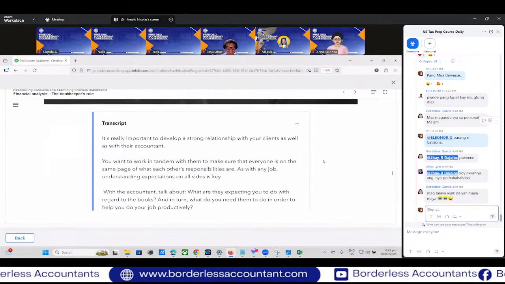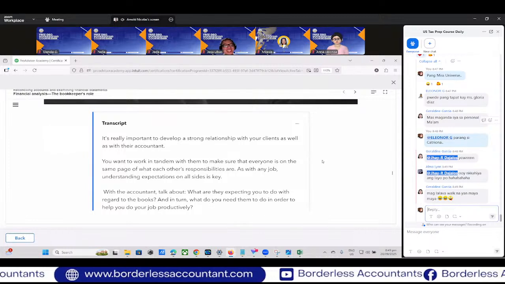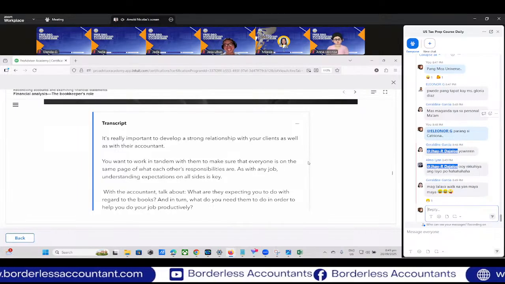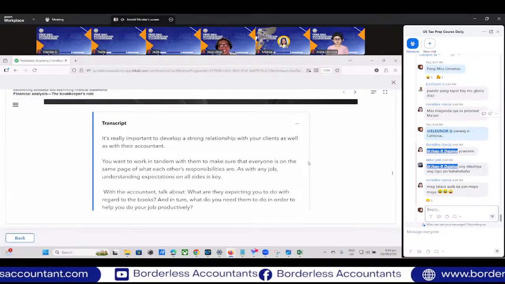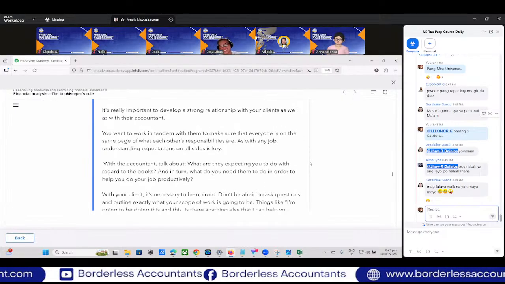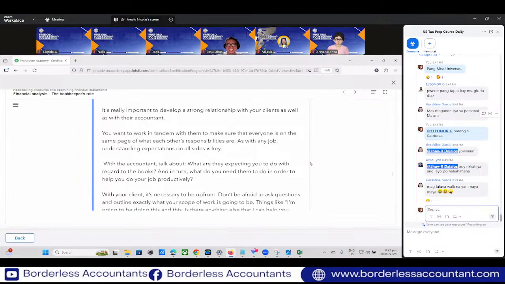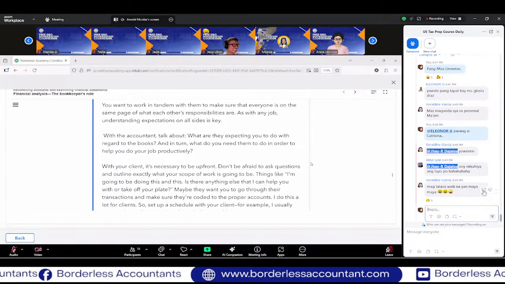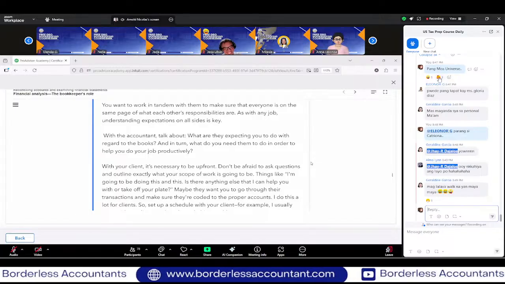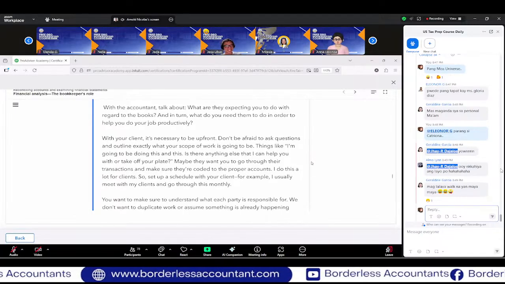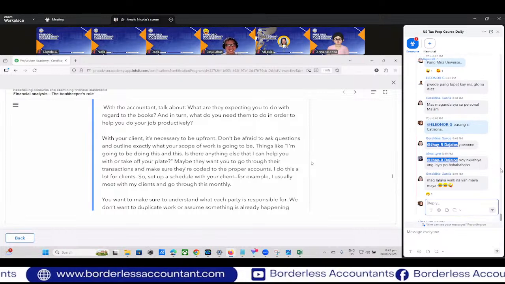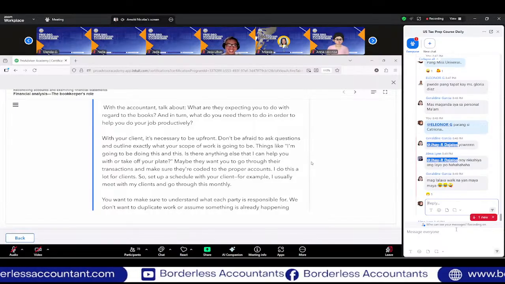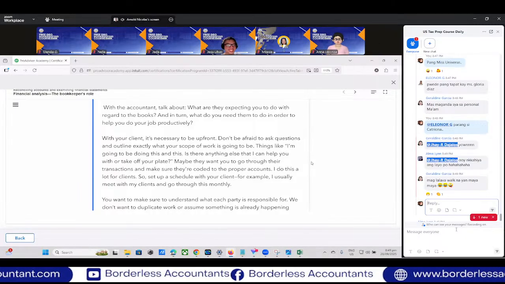Okay. Transcript. It's really important to develop a strong relationship with your clients as well as with their accountant. You want to work in tandem with them to make sure that everyone is on the same page of what each other's responsibilities are. As with any job, understanding expectations on all sides is key. With the accountant, talk about what they are expecting you to do with regard to the books, and in turn, what you need them to do in order to help you do your job productively.